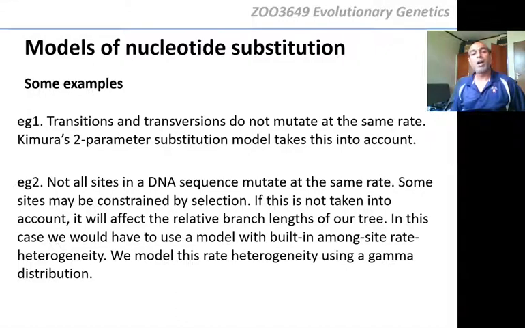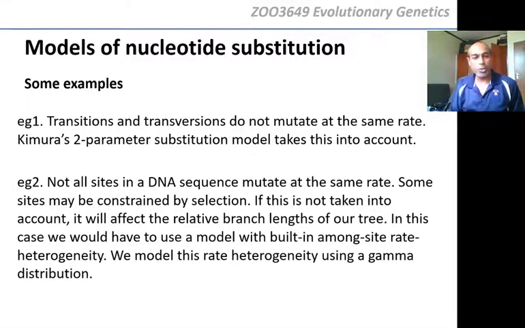So the first example is that transitions and transversions do not mutate at the same rate. You know this already, okay? What is a transition? A transitional mutation is when a purine becomes a purine. It mutates, it changes, but it's changed to another purine, okay? Or when a pyrimidine mutates to another pyrimidine, okay? But a transversion is what? It is when a purine becomes a pyrimidine, or when a pyrimidine becomes a purine. And those don't happen at the same rate. Transitions are much more common, whereas transversions are a lot rarer to find.